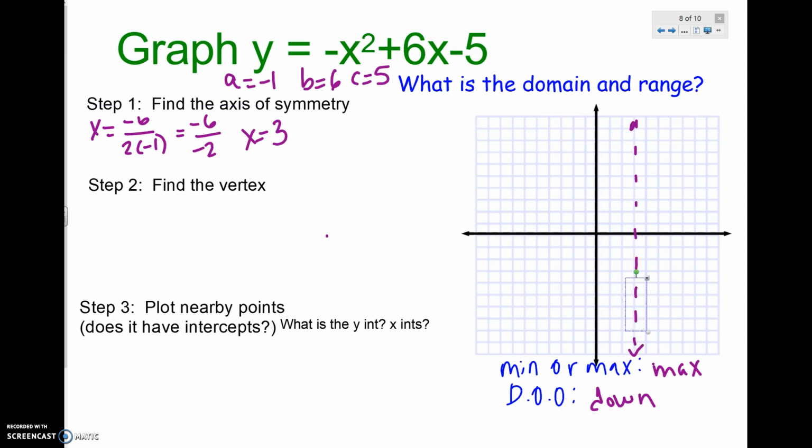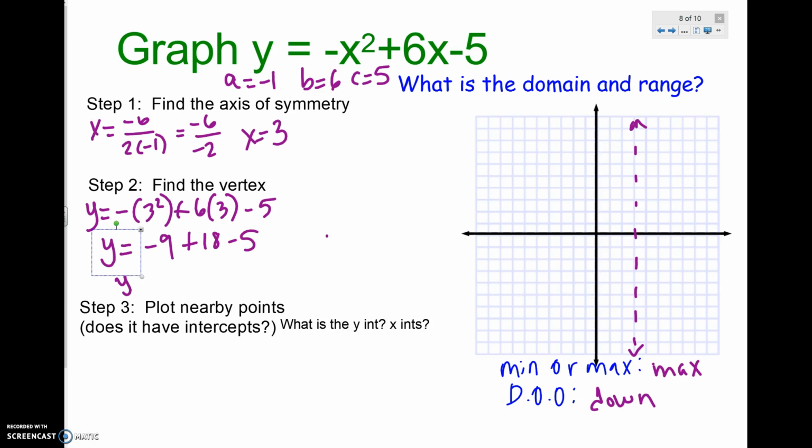And then I'm going to plug it back in to find the y of my vertex. So negative 3 squared. And the negative is on the outside, it's not in the parentheses, so I'm going to square before I attach that negative. Plus 6 times 3 minus 5. So y equals negative 9 plus 18 minus 5. Y equals 9 minus 5. So y equals 4. So our vertex is 3, 4. So let's go ahead and graph that. 1, 2, 3. 1, 2, 3, 4.